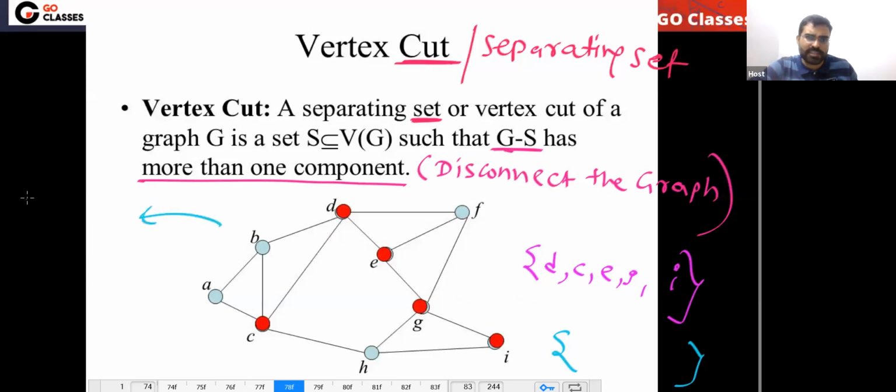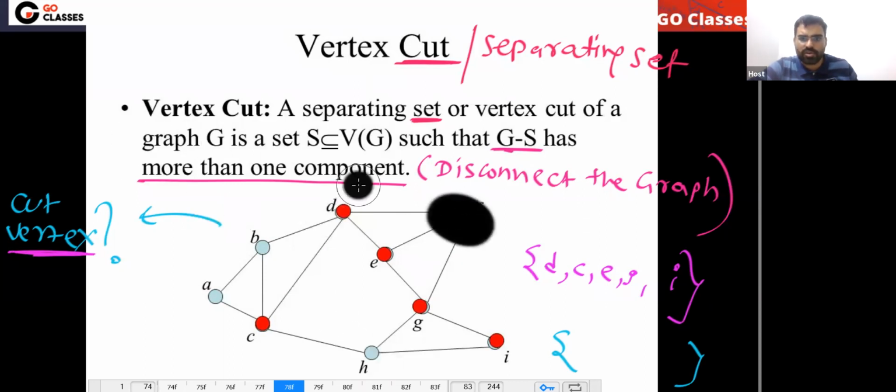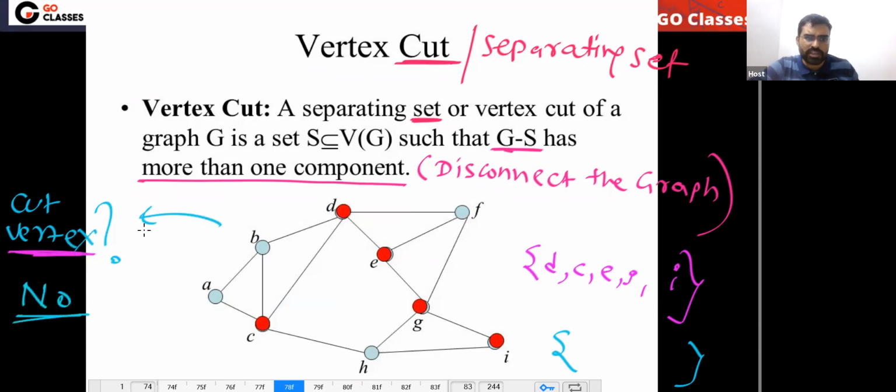Is there any cut vertex? Like this is not a cut vertex, this is not a cut vertex, this is not a cut vertex. So there is no cut vertex. The answer is no. So what will be the smallest vertex cut? The smallest vertex cut will have size 2. Yes or no? Very simple.